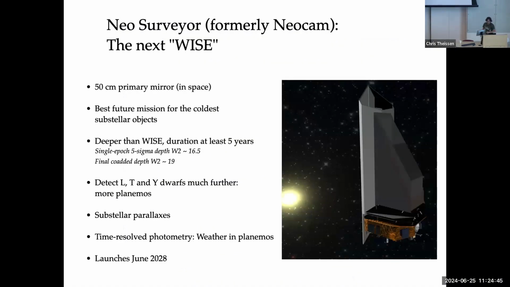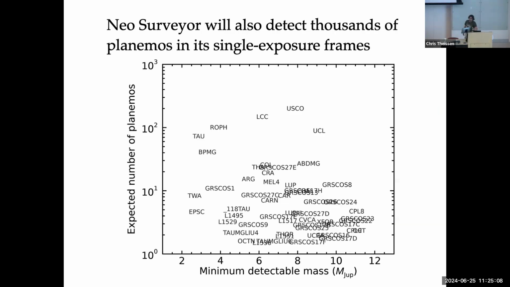Last but not least, we will also have the NEO Surveyor, which is kind of a successor to the WISE mission. It will allow us to dig much deeper in terms of cold substellar objects and will allow us to do proper motions. For those that are also detected in WISE, we'll get a much longer baseline for kinematics. So NEO Surveyor will also detect a lot of potential planemos. One difficulty here will be that we don't get the spectra automatically, so confirming them with spectroscopy will be a challenge.